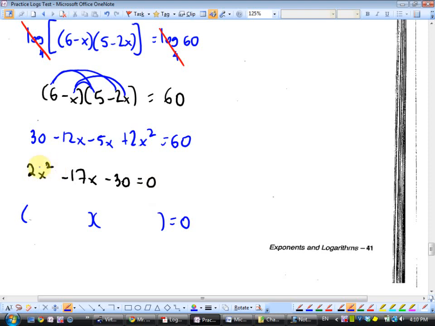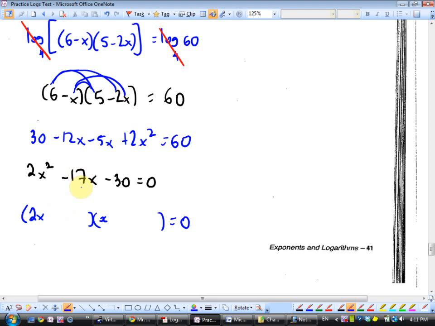The whole thing. I'm pretty sure that came from a 2x and an x. In fact, I know it did. What's right here? A negative 30. Now, that gives me a lot more options. It could be like a 3 and a 10, or a 10 and a 3, or a 5 and a 6. And when I FOIL this out, I have to get a negative 17 there.